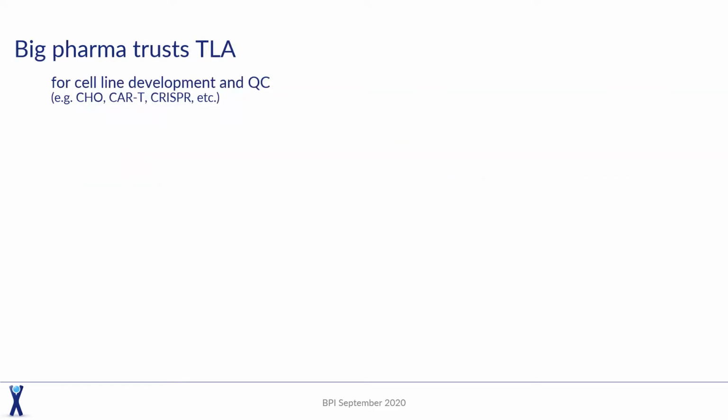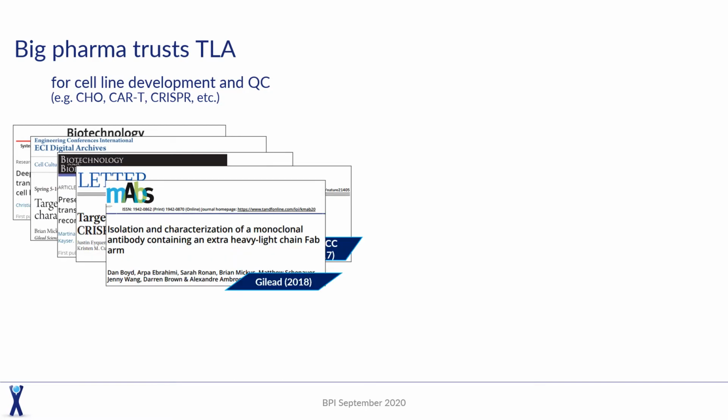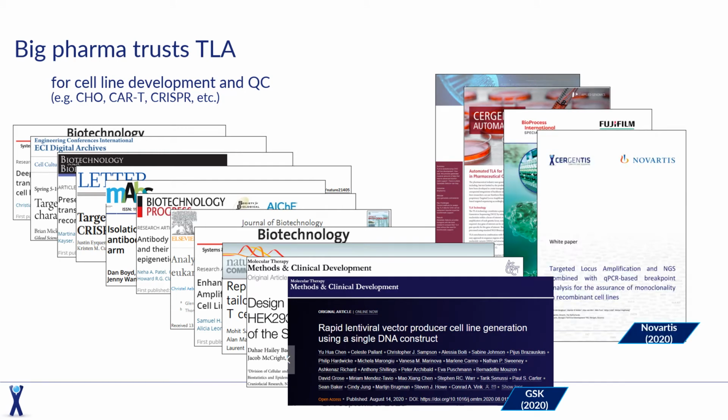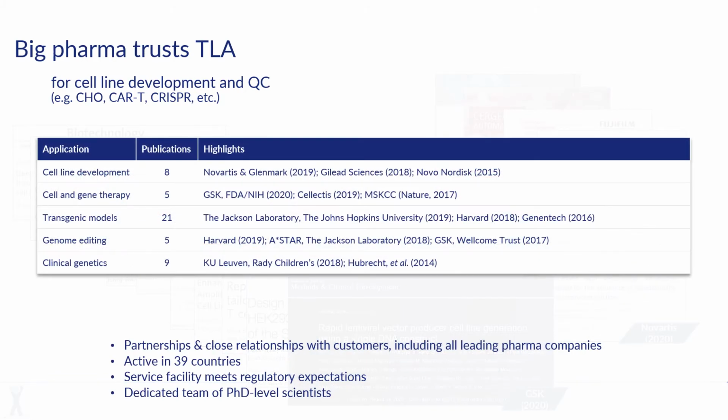So this is not just us saying this, but we have been around since 2012, and ever since we've been supporting all leading pharmaceutical companies in their cell line development work, both in CHO cell line development and in cell and gene therapy more recently. There have been dozens of leading pharmaceutical companies supporting and publishing on the use of TLA in their cell line development work, and with both leading pharma and leading contract manufacturers, we have been publishing application notes on the use of TLA in their work. So there have been dozens of peer-reviewed publications on the added value of TLA to the work in genetically engineered models and cell lines.